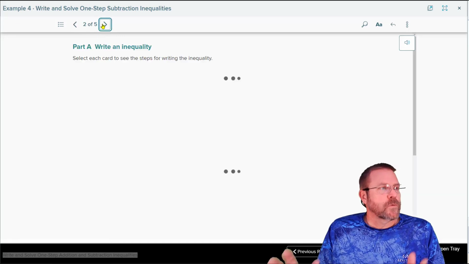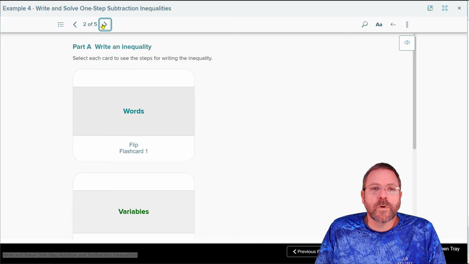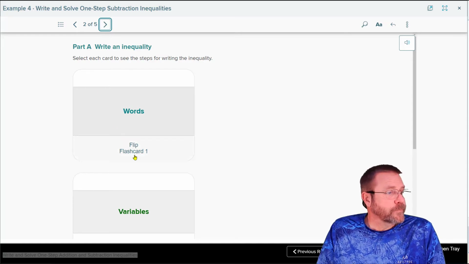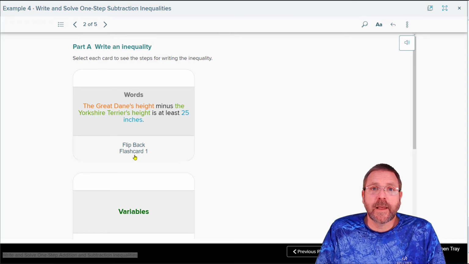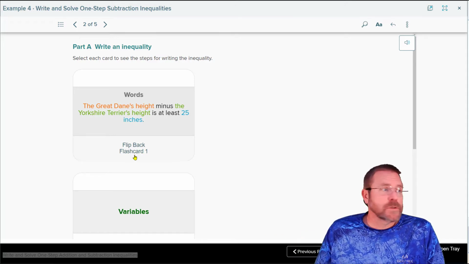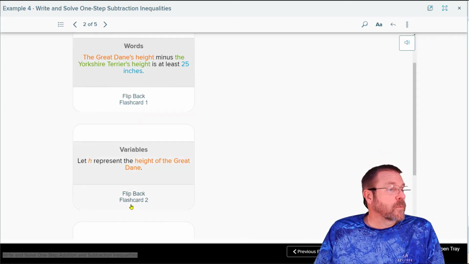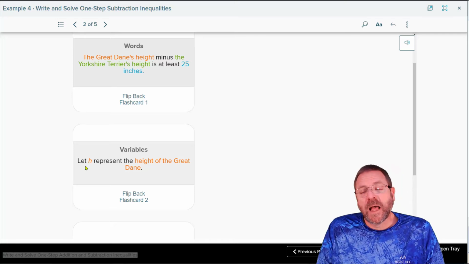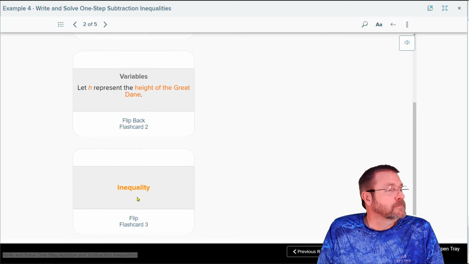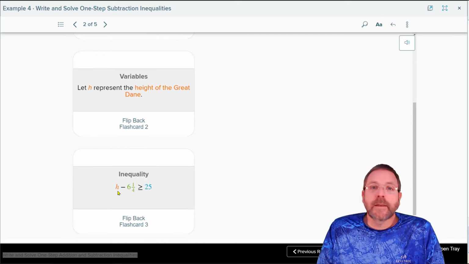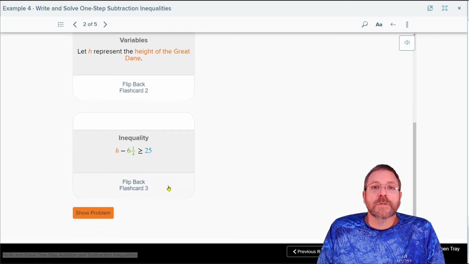Interpret your solution. So once again, we need to work on putting it in words, figuring out what we have going on here. In words, we can say that the Great Dane's height minus that 6 1/4 inches height of the Terrier is going to be at least, which means greater than or equal to, 25 inches. Defining our variables, the variable is going to be h for the height of the Great Dane. I would have done g or d, but hey, h works. And then your inequality is going to be the height of the Great Dane minus the height of the little ankle biter is greater than or equal to 25. That's all there is to laying out this inequality.